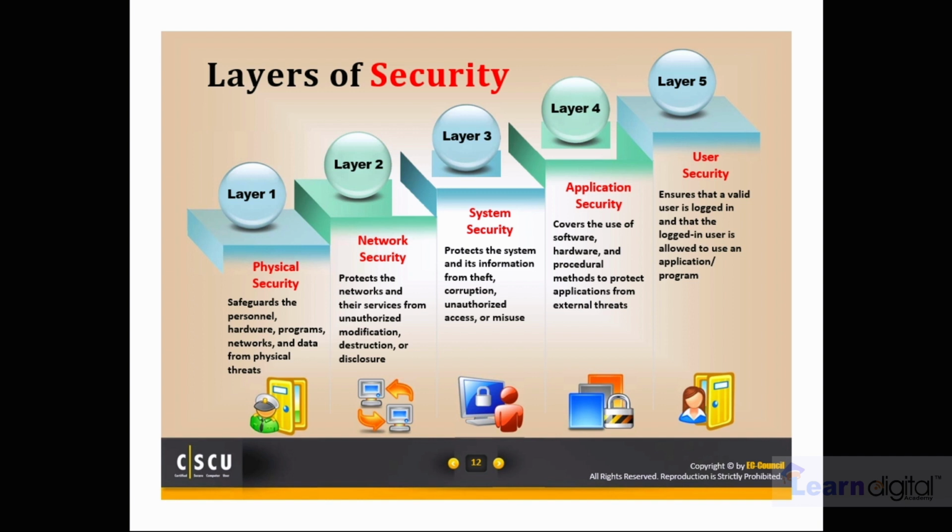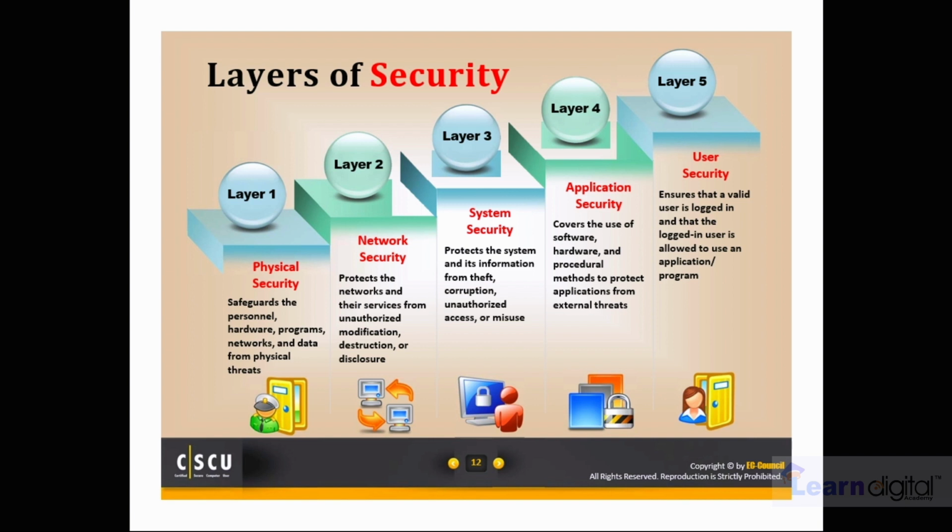And these are the layers of security. Cybersecurity typically involves multiple layers of security to protect computer systems, networks, and data from various security threats. So these are some: physical security, network security, system security, application security, and user security as well.